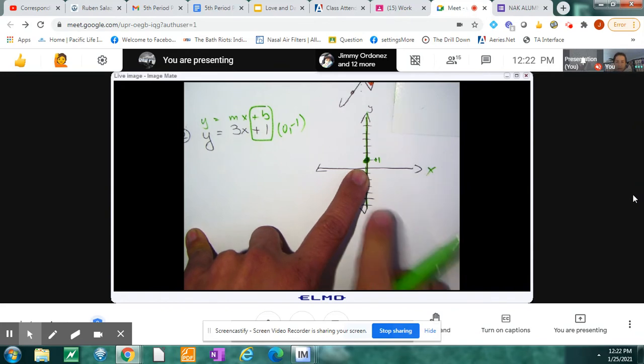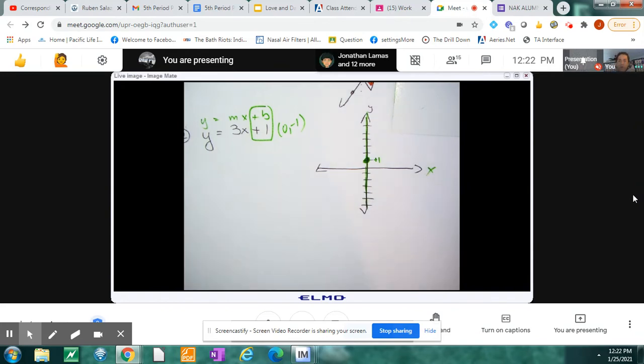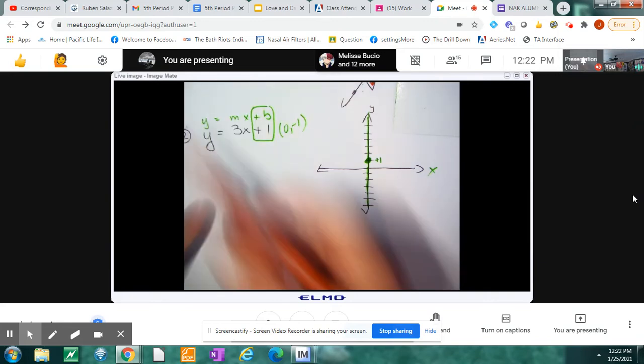All right, now what do we do? Now you need to start finding the other dots, your other solutions. So there's your m. M is again the change in y over the change in x. Here we go. There's your m.